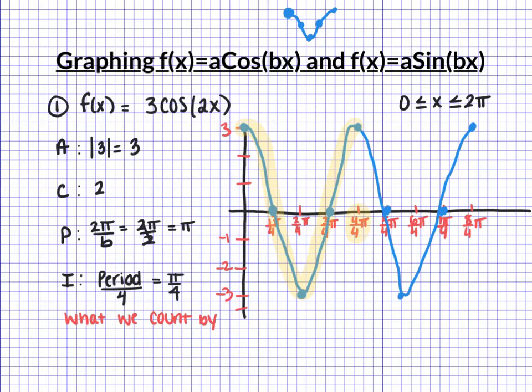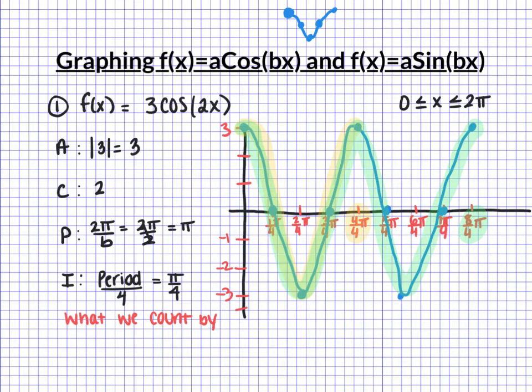Cycles is how many complete rotations you see between 0 and 2 pi. So let's trace again now, starting from the beginning. 1 cycle, 2 cycles in 8 pi over 4, which reduces to 2 pi. So my cycles here are 2. I see 2 cycles between 0 and 2 pi. And that's it. Looks like we have everything we need. Here is our graph of 3 cos 2x.